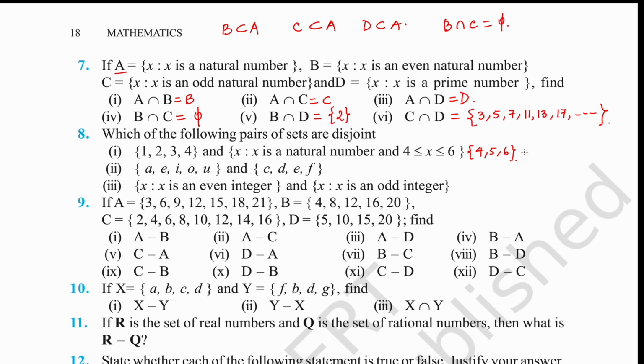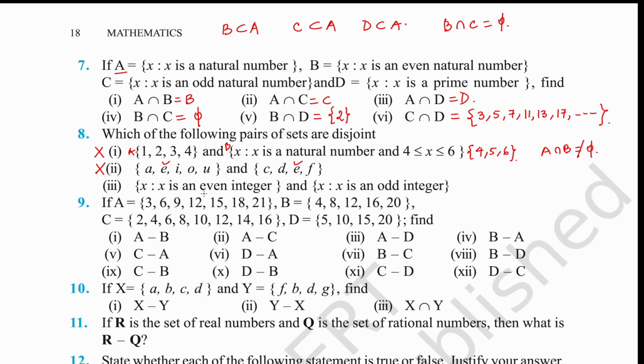So suppose this is set A given and this is set B given. So we have A intersection B not equal to empty set. And when not equal to empty set, this is not disjoint. This pair is not disjoint. If you see these two, I can clearly see there is an element common between the two. So again, not disjoint, right?